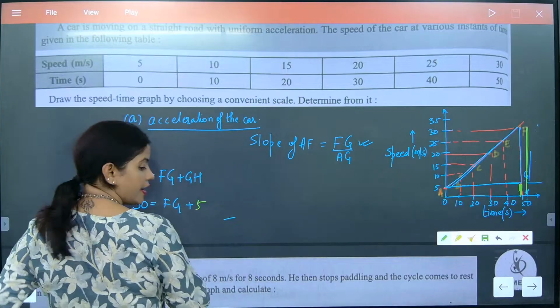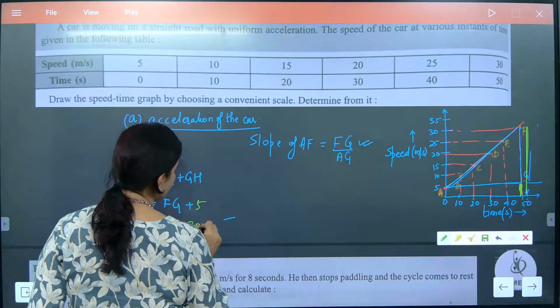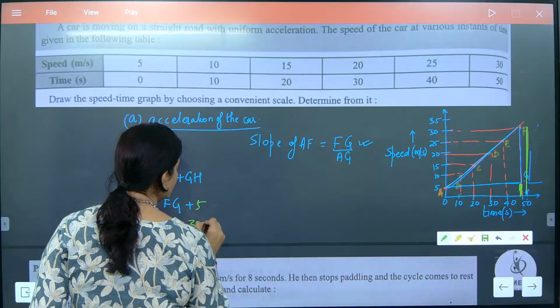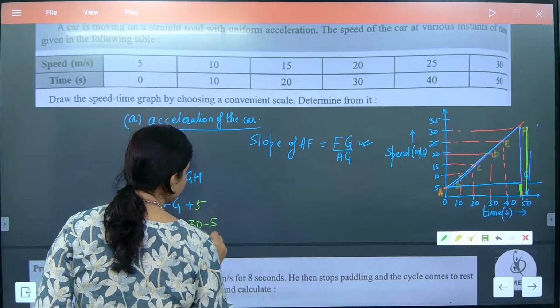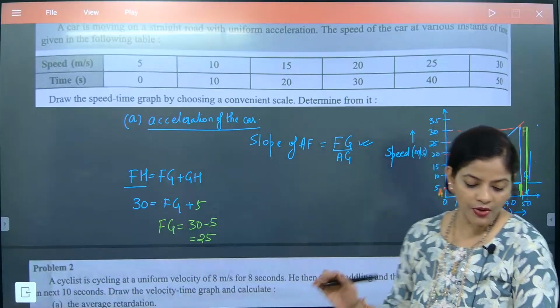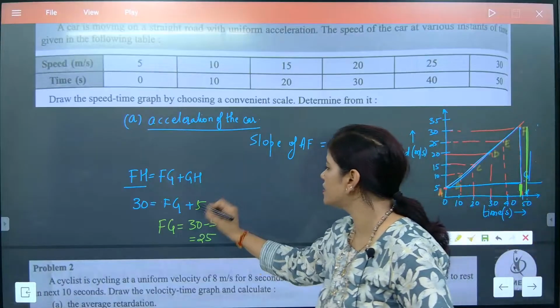Very good. So FG will be equal to 30 minus 5. So FG will be coming as how much? 25. FG is 25. So now we got one thing, we got FG.